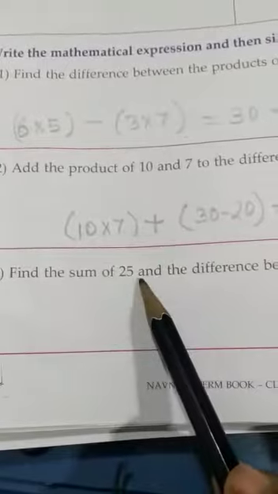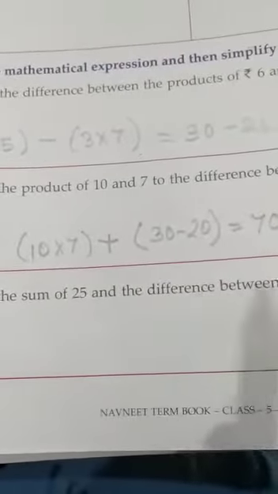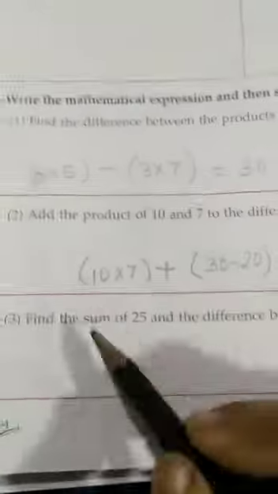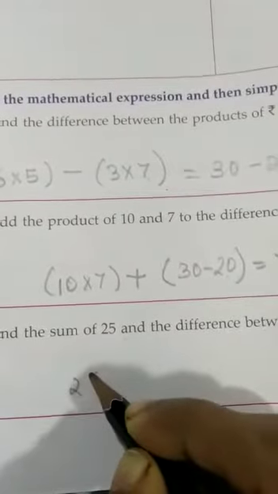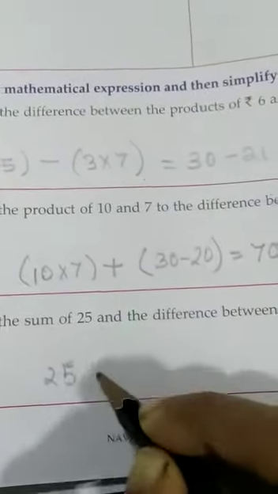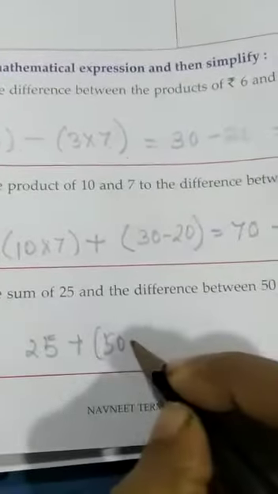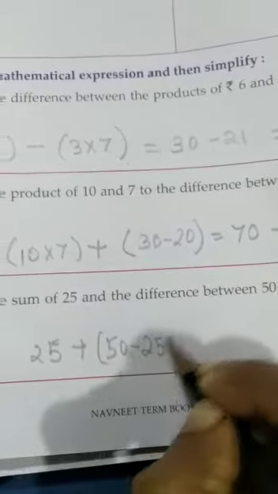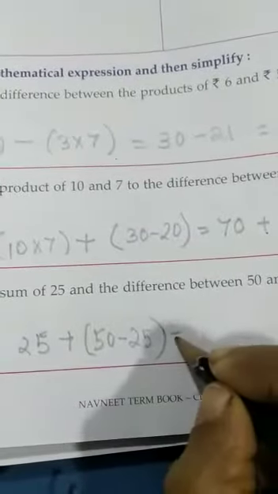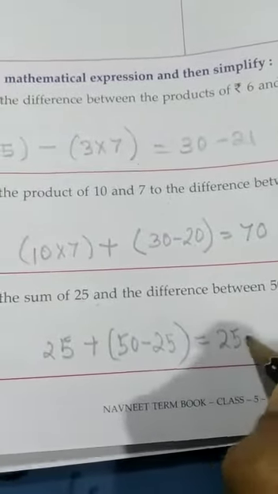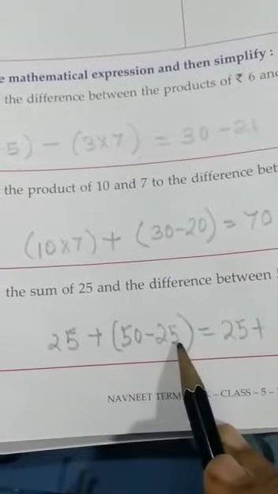Next one. Find the sum of 25 and the difference between 50 and 25. That is, 25 has to be added to what? The difference between 50 and 25. What is the difference between 50 and 25? It means 50 minus 25. Okay. So how will you write this? This is 25 plus 50 minus 25.